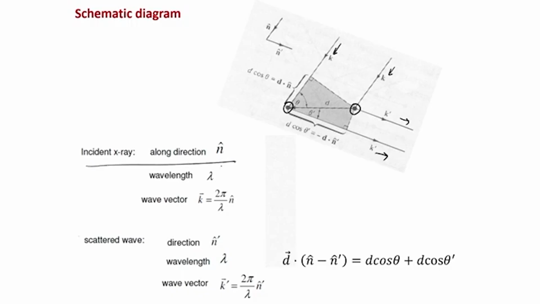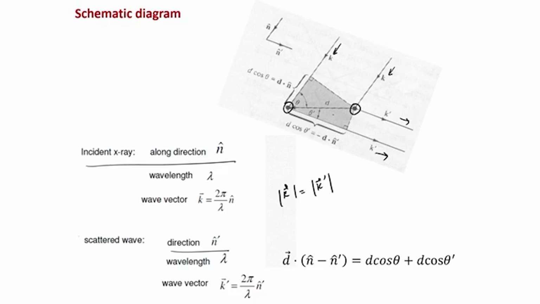And so, the incident X-ray is along the n cap direction, wavelength is lambda, k equal to 2 pi over lambda into n cap. The scattered wave direction is n cap prime, again the wavelength does not change. So, that says that the magnitudes of k and k prime are equal, both are 2 pi over lambda, but vectorially they are different because n cap points in different directions. And so, d dot n cap minus n cap prime is d cos theta plus d cos theta prime, where d is shown there.